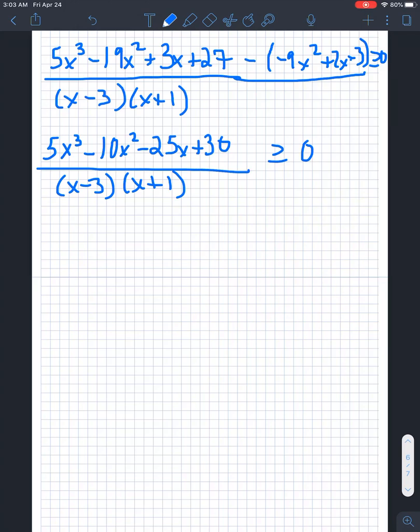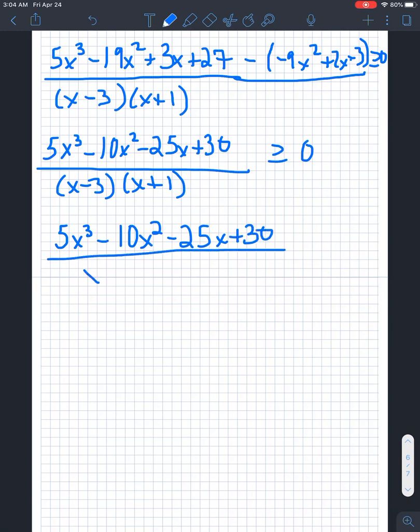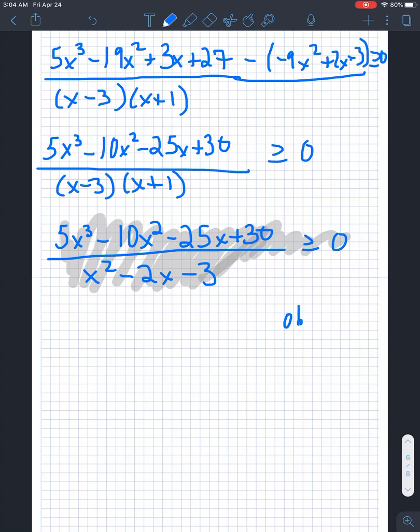Alright, this looks like it's going to be a cubic over a quadratic, so I'm going to expand the bottom: x squared minus 3x plus x minus 3, which is x squared minus 2x minus 3, greater or equal to 0. The reason I want to do this is because I just noticed that we're going to have a cubic over a quadratic. We're going to have an oblique asymptote. So we need to find out where that oblique asymptote is, right? So let's find where that is.